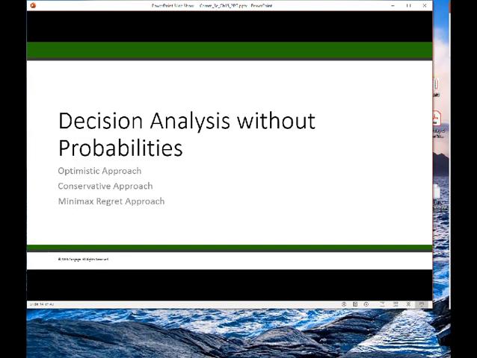In Part 2, we're going to look at decision analysis without probabilities. We're going to then dive a little bit deeper into expected value. And then finally, we're going to look at Bayes' probabilities and how that was used to actually compute the probabilities for our branch nodes in the expected value analysis.